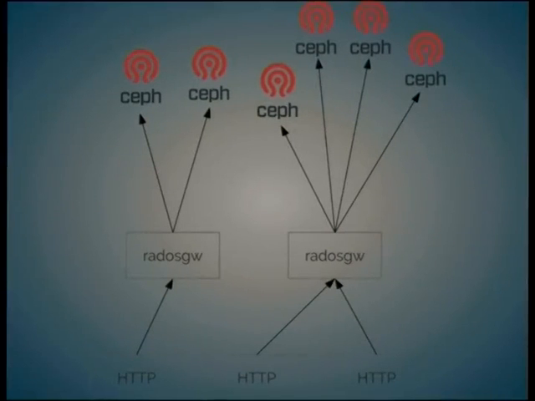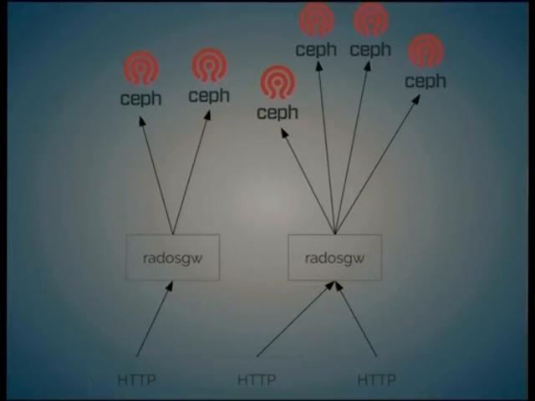We have an HTTP client, any HTTP client, anything that speaks JSON, but it could also be the Python Swift client or Boto or any S3 client or CyberDuck or whatever you prefer. And it goes through Rados Gateway, and through as many Rados Gateways as we want, and then retrieves objects from the object store.